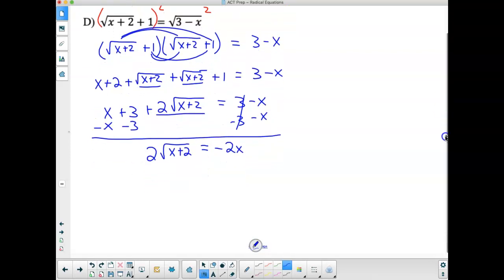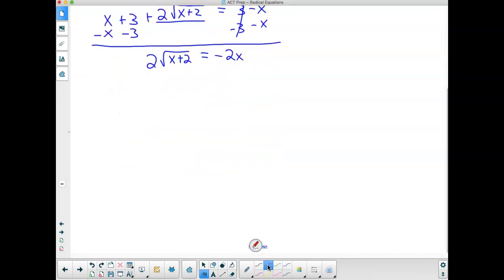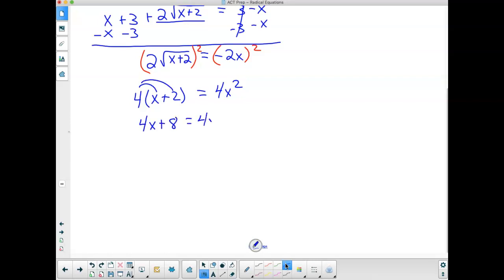So what I need to do is square it again. So now I've got to square this side again, which means I'm going to square that side. And when I square it the second time, well, 2 squared is 4. That's still multiplied by the square root of x plus 2 squared. So that's going to give me 4 times x plus 2 equals, well, negative 2x times negative 2x. That gives me 4x squared. So now I'm going to distribute here. 4x plus 8 equals 4x squared.